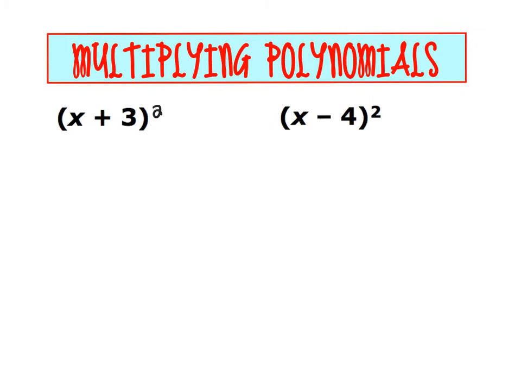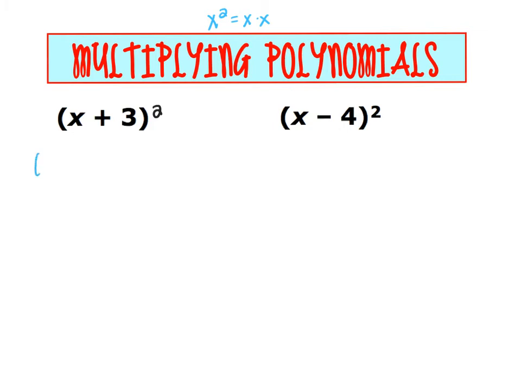Okay, so this is just another type of multiplying problem, but you're going to have to think a little bit about it. So I want you to think, in your head, what did it mean when I said x squared? If I asked you to write that out in terms of multiplication, hopefully you're thinking, well, I know that means x times x. Okay? Well, the same thing is true here.